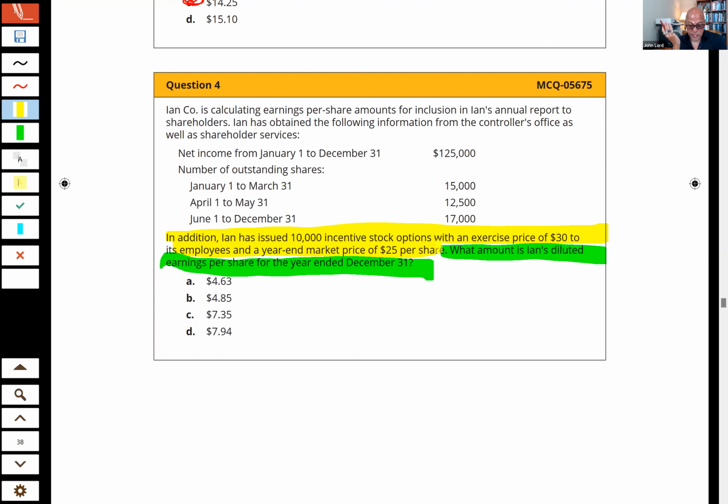I don't know if the average market price was maybe a little higher, but here they just give me the year end. And since the year end is below the exercise price, then I'm going to ignore that, because that's going to be anti-dilutive. First of all, no one's going to exercise that option. And why would somebody go and pay $30 per share at the option price when they could go into the open market and get it for 25, number one.